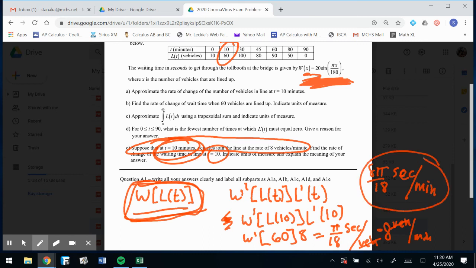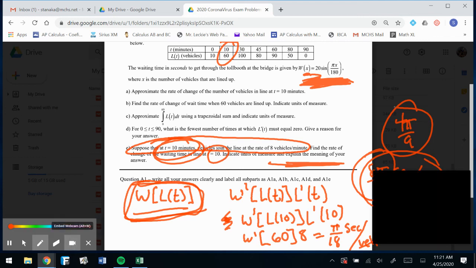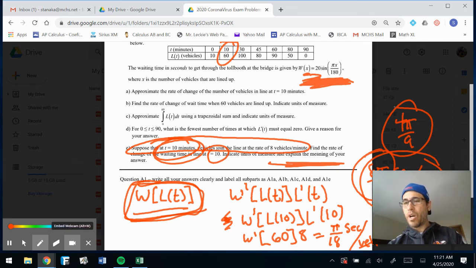So what does this mean? Make sure you write this out. At time t equals 10 minutes, your waiting time, and it's a rate because they want us to find the derivative, is increasing. Why do I know it's increasing? Because that's positive. It's increasing at 4 pi over 9. You technically wouldn't have to reduce, but it's increasing at 4 pi over 9 seconds for every minute. I hope you guys dominated that one.